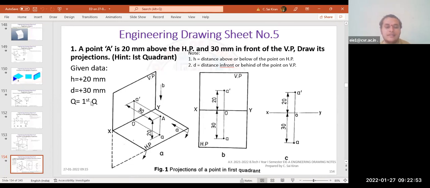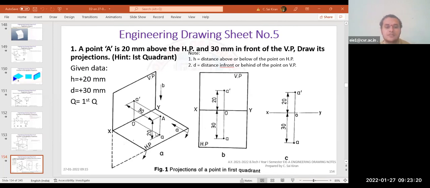Then you have to decide which quadrant it is: the first quadrant, second quadrant, or third quadrant. In the first quadrant, both H and D are positive. In the second quadrant, D is negative, H is positive. In the third quadrant, H is negative and D is negative. In the fourth quadrant, H is negative and D is positive. These are the things you need to remember while starting.